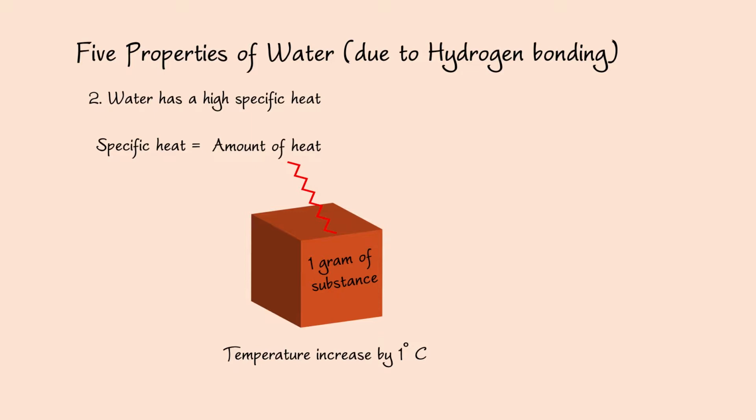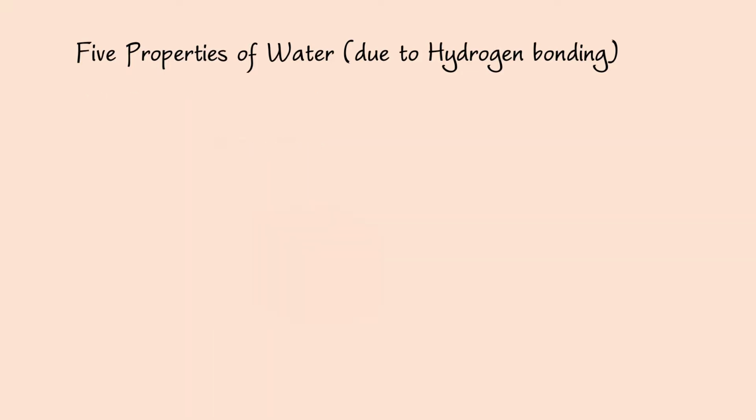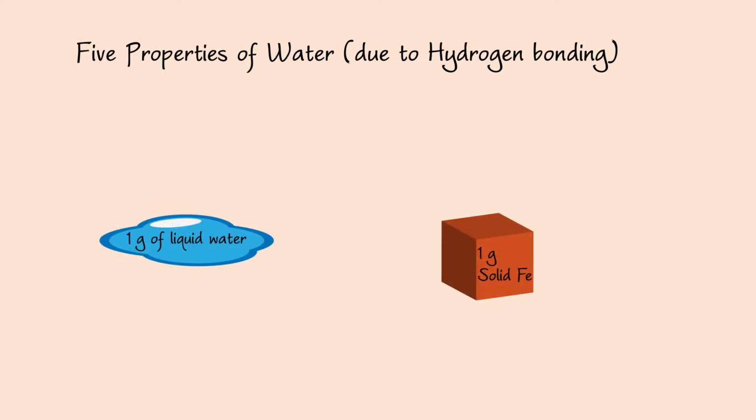of water. Let's compare the specific heat of liquid water and solid iron. The specific heat of liquid water is 4.18 joules. In other words, it takes 4.18 joules to raise the temperature of 1 gram of liquid water by 1 degree Celsius.